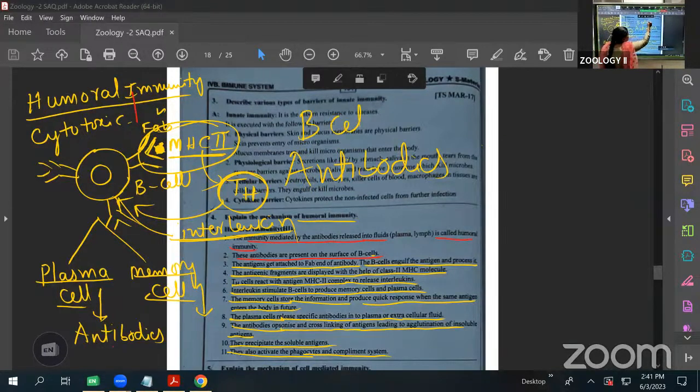But next is called cytotoxic immunity, also called cellular immunity. In this, which cells are not participating? B cells are not participating in the cell-mediated immunity, also called cytotoxic immunity. Clear? Now, the next type of immunity we are going to discuss.